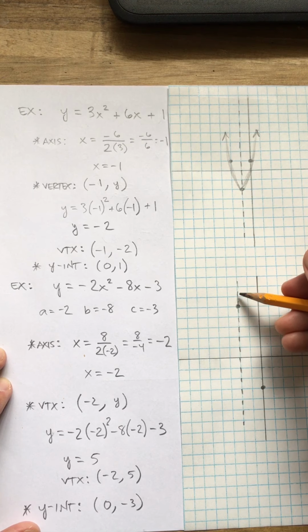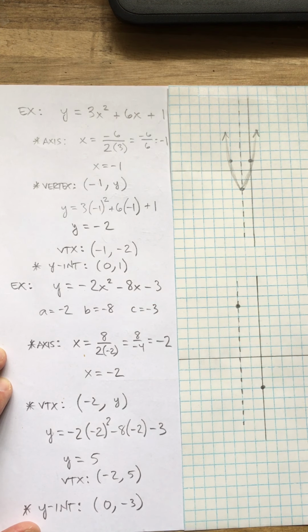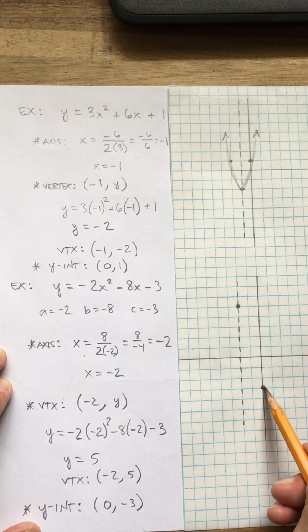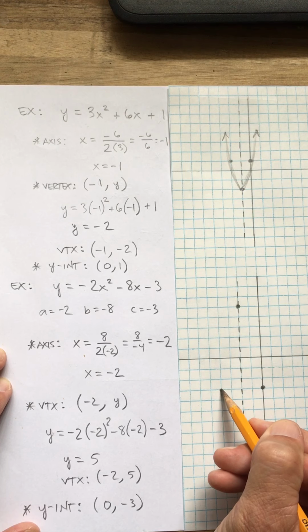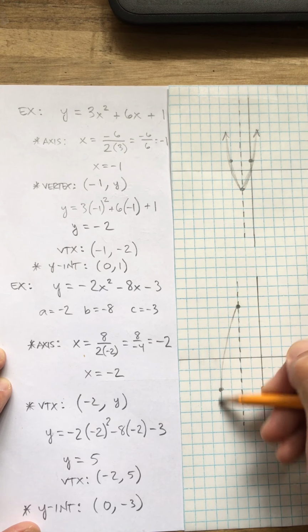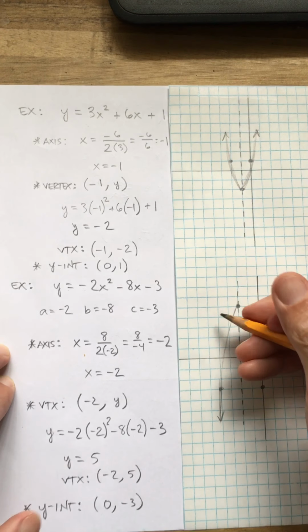Remember, this is a mirror, so whatever you see on the right side, you will also see on the left side. So if I see this 2 spaces to the right of my mirror, I'm also going to see a point 2 spaces to the left of my mirror. And go ahead and draw your parabola.